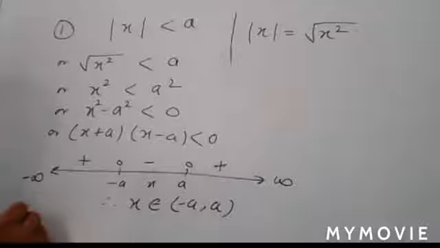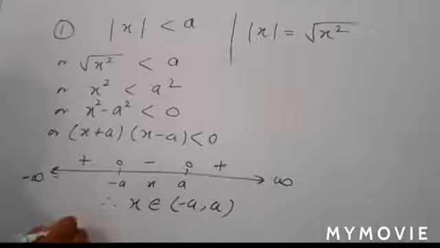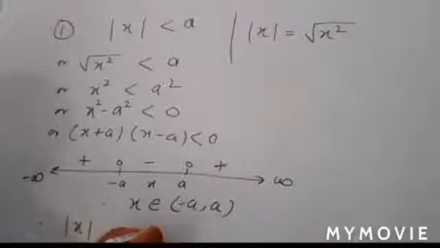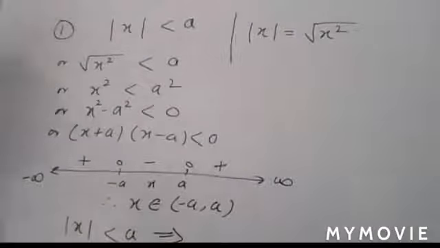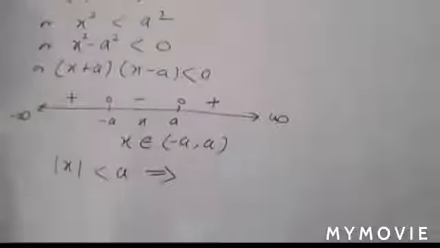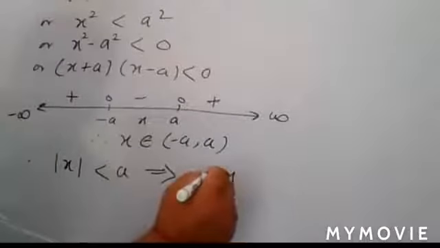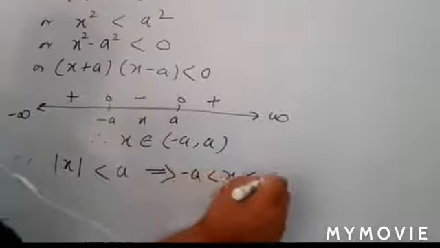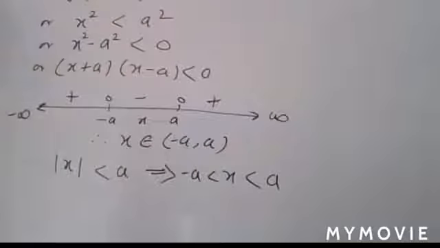So in conclusion, your result is: if mod of x is less than a, that implies x is greater than minus a and less than a. You can write it in this way. This is the meaning of the inequality when it is in the modulus sign, mod of x. Note it.